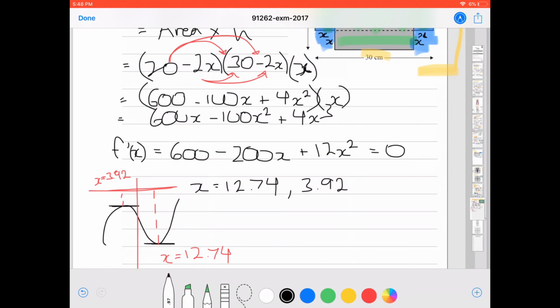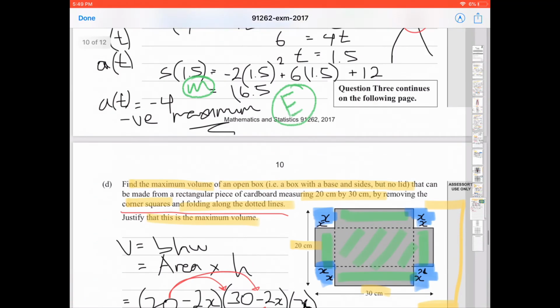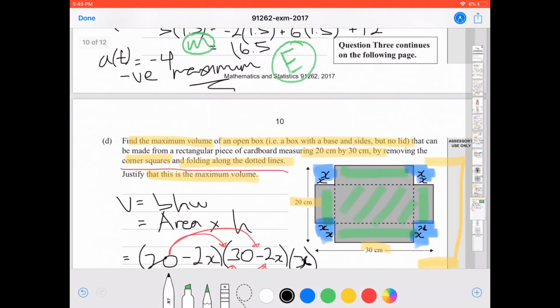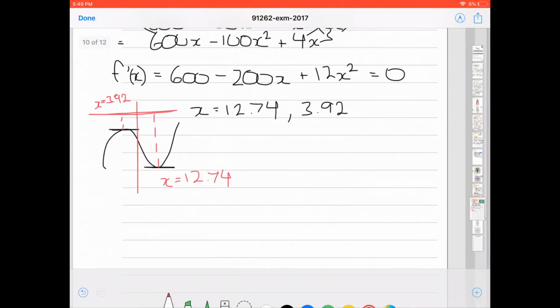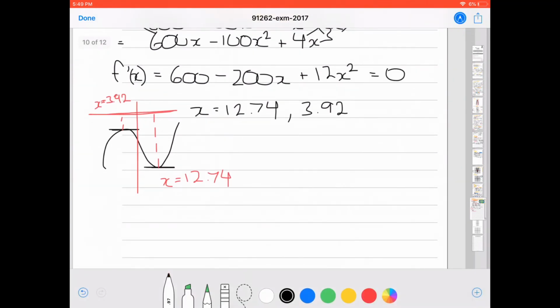And so they want us to find the volume, I believe. We'll just go back up to the question. What is it asking us to do? Yeah, so find the maximum volume and justify. We've already justified, basically. Last thing we need to do is find the actual volume. So we're going to substitute x equals 3.92 into our original equation.